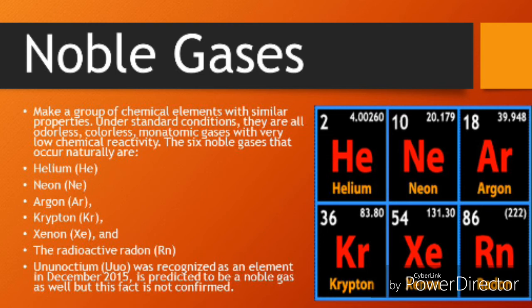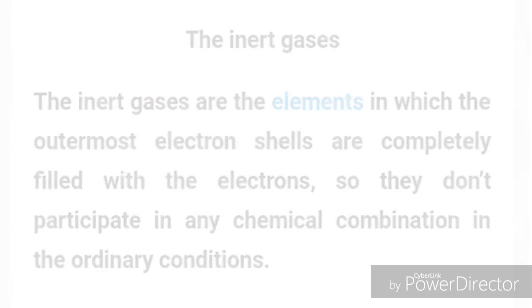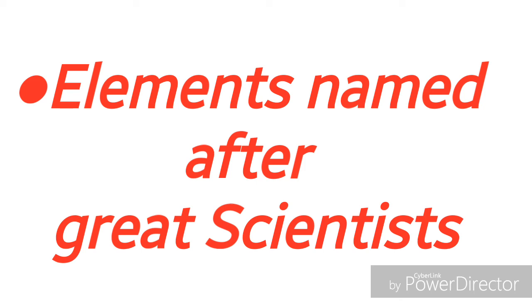Now let us see what are noble gases. They are 6 in number: helium, neon, argon, krypton, xenon and radon. The noble gases or inert gases are the elements in which the outermost shells are completely filled with electrons, so they don't participate in any chemical reactions in ordinary conditions. Noble gases are allotted group 18, extreme to the right.